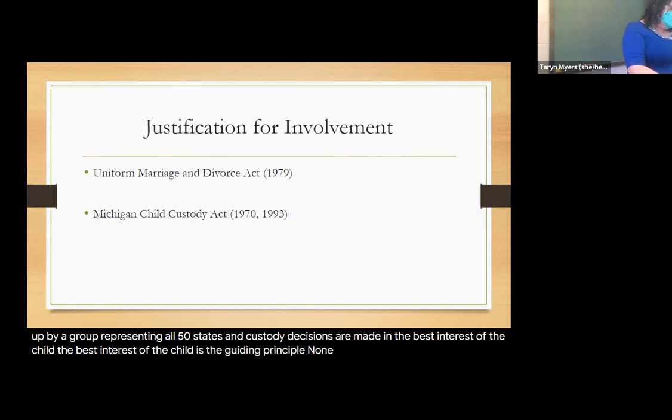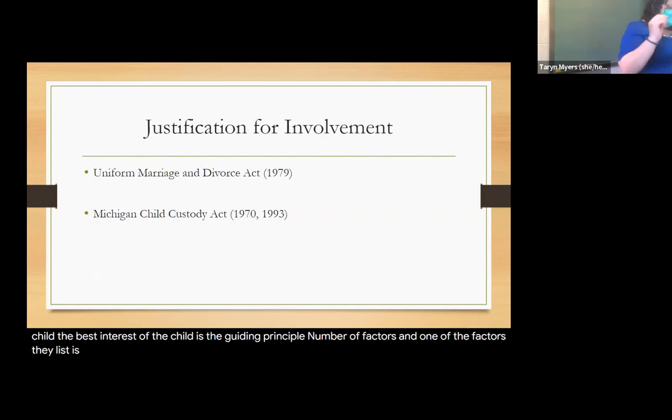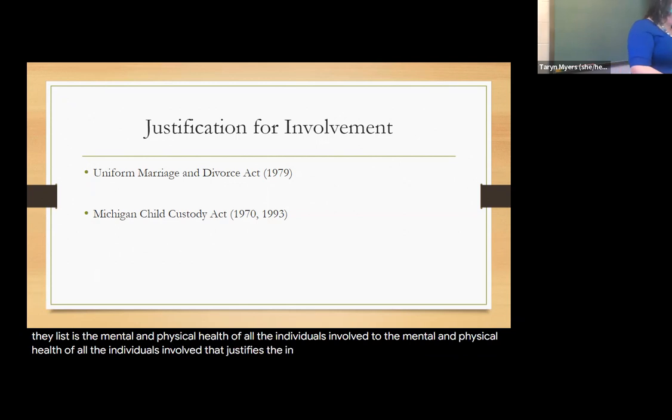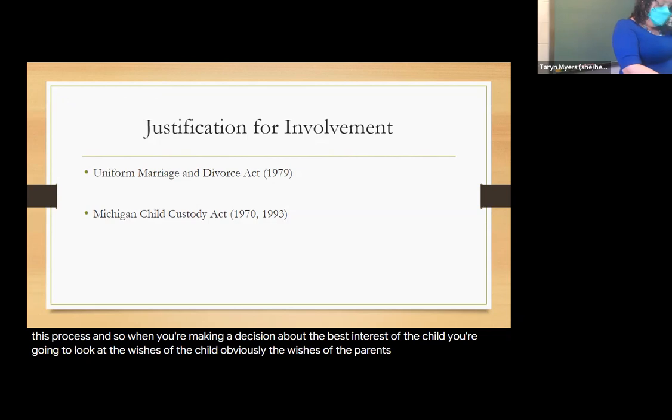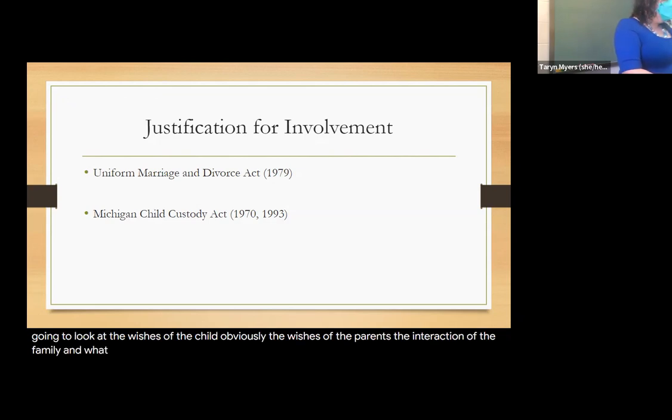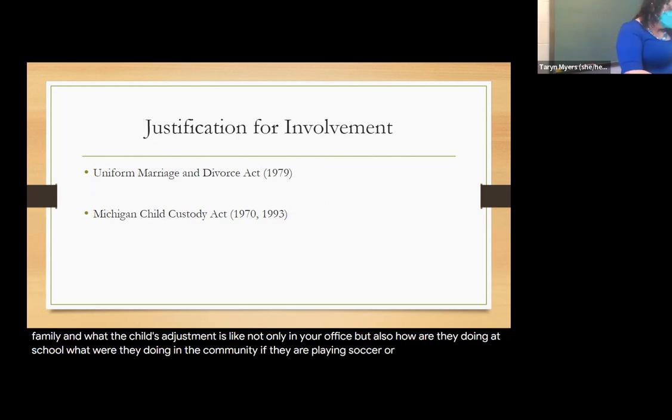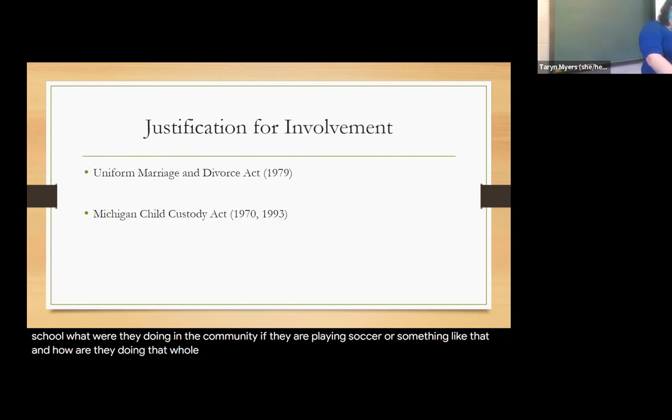And that's based on a number of factors. And one of the factors they list is the mental and physical health of all the individuals involved. So the mental and physical health of all the individuals involved, that justifies the involvement of mental health professionals in this process. And so when you're making a decision about the best interest of the child, you're going to look at the wishes of the child, obviously, the wishes of the parents, the interaction of the family, and what the child's adjustment is like, not only in your office, but also how are they doing at school, how are they doing in the community if they're playing soccer or something like that, and how are they doing at home.